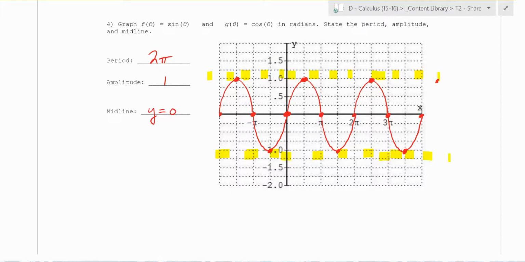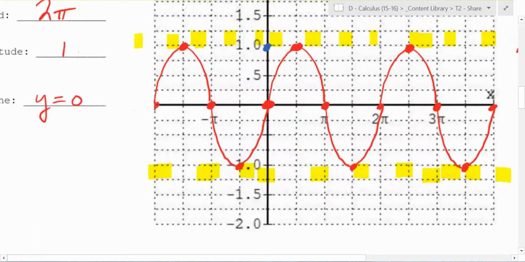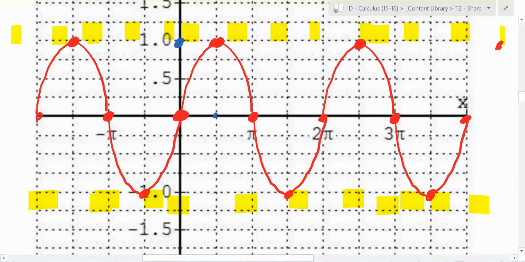What is cosine of 0? 1. So we did sine here in red. Let's do this one in blue. Cosine of 0 is 1. And does it have a similar shape? Yeah, and it's going to go down here, goes up here, goes like this. So here, here, there, and there. And then you carefully draw your curves.